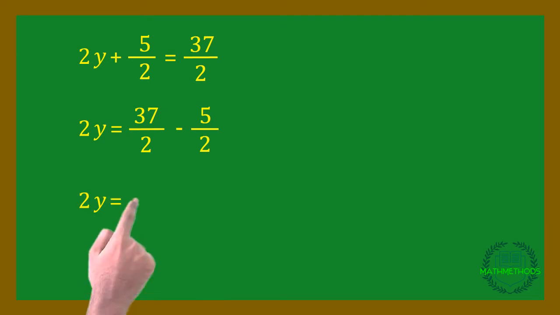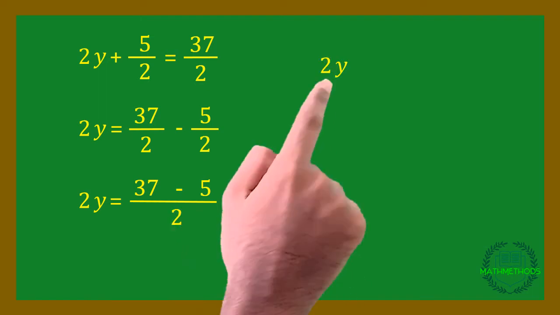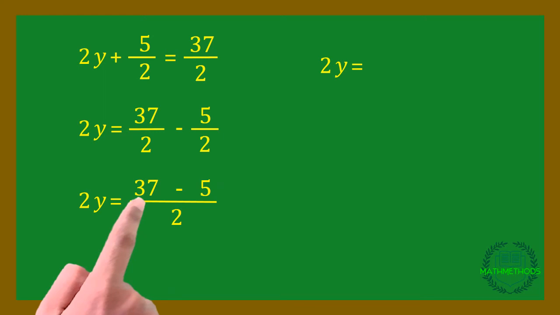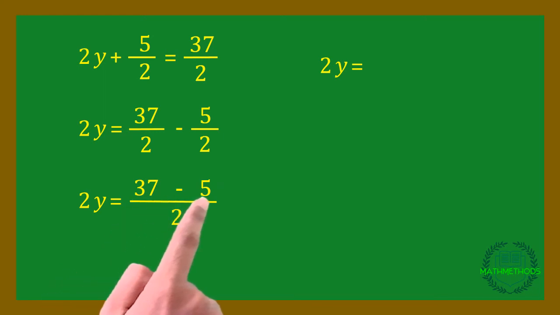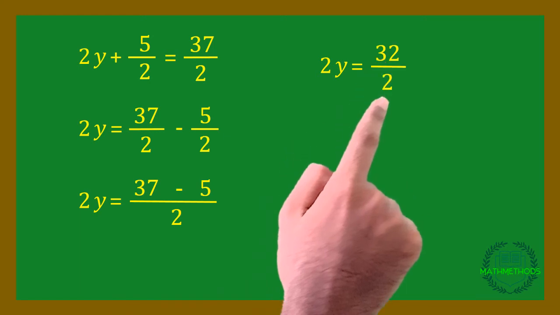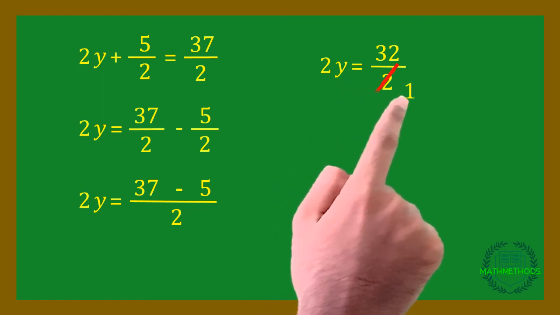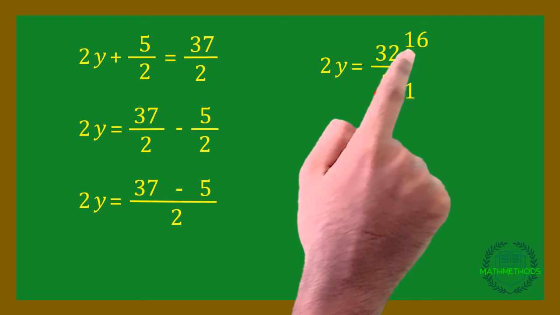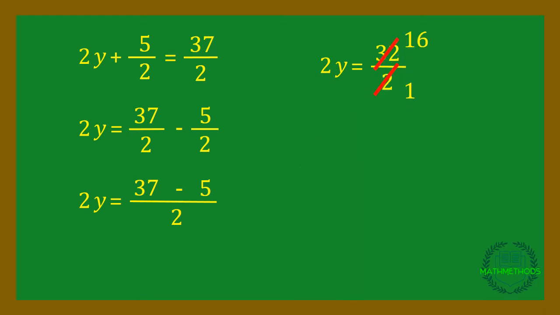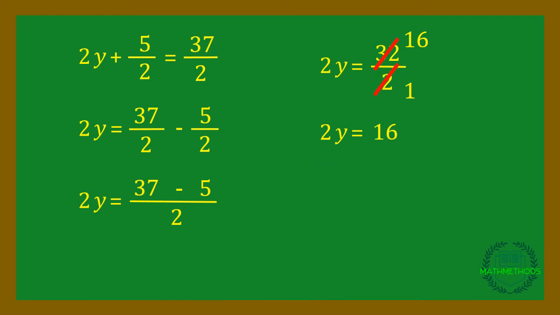2y equals 37 minus 5 upon 2. 37 minus 5 gives us 32. 32 upon 2. We can divide 32 by 2. 2 ones are 2 and 2 times 16 is 32. After dividing 32 by 2, we get 16. 2y equals 16. Now it's time to isolate the variable from the variable term.